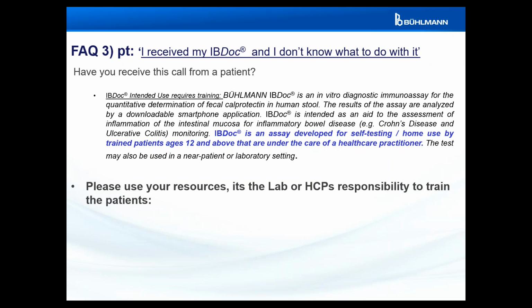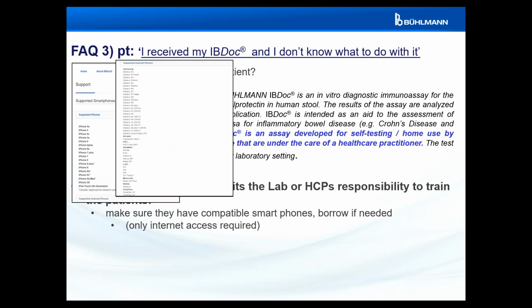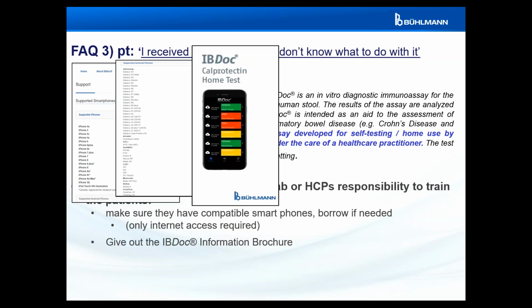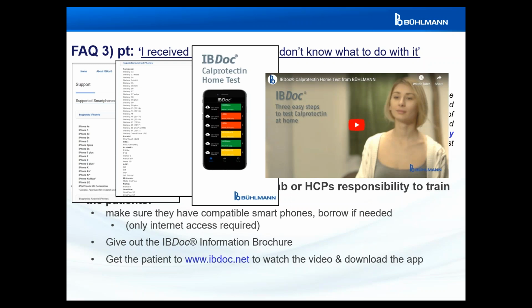There are plenty of resources out there for your patients to train themselves. Make sure that they have compatible smartphones. You can always go to the website, ibdoc.net, and it lists all the compatible smartphones. Please give out the information brochure that we have. That 3-tier flyer is designed for the patient to receive with the test kit. It should give them autonomy to understand how to go directly to IBDoc.net to watch the video, as well as a high-level overview of how to run the test. So that's another useful tool.